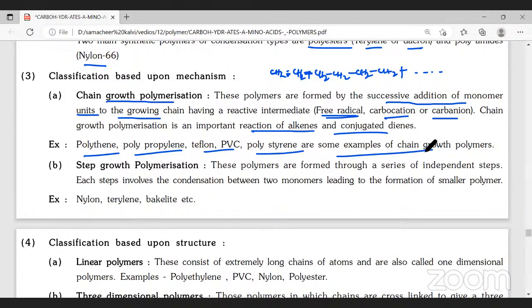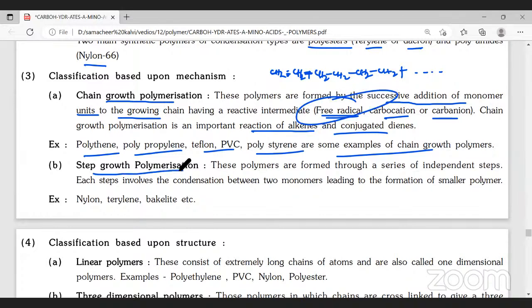So the chain keeps on getting increased. The monomeric units go on adding, therefore the chain length keeps on increasing. And it follows a free radical mechanism. So chain growth polymerization follows a free radical mechanism.